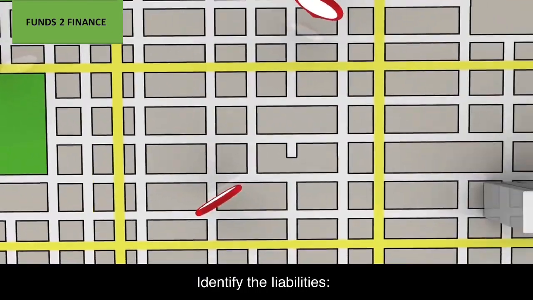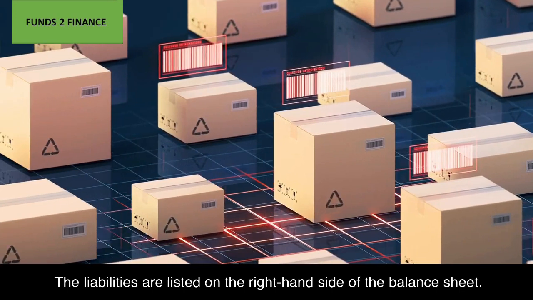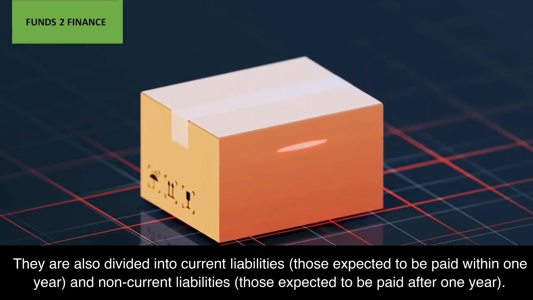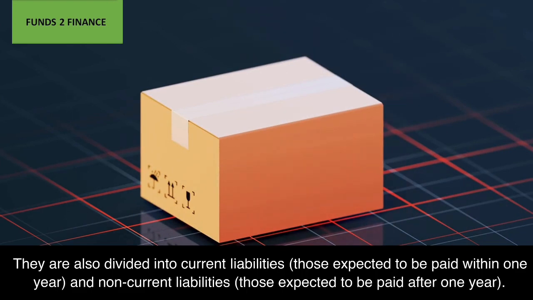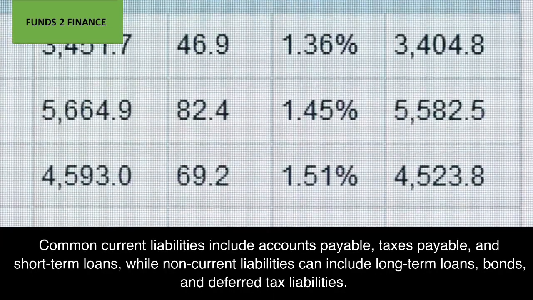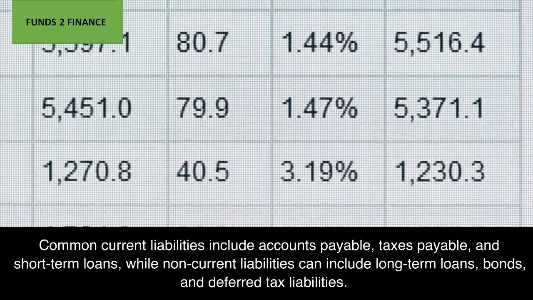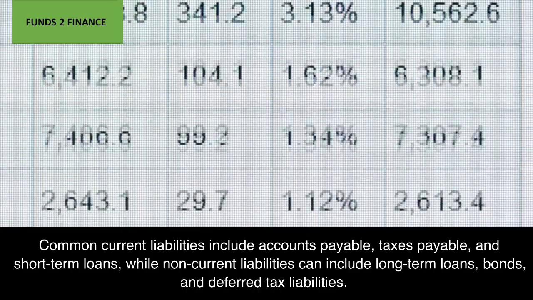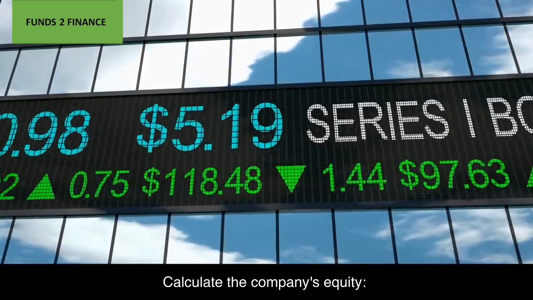assets. Identify the liabilities. The liabilities are listed on the right-hand side of the balance sheet. They are also divided into current liabilities, those expected to be paid within 1 year, and non-current liabilities, those expected to be paid after 1 year. Common current liabilities include accounts payable, taxes payable, and short-term loans, while non-current liabilities can include long-term loans, bonds, and deferred tax liabilities.